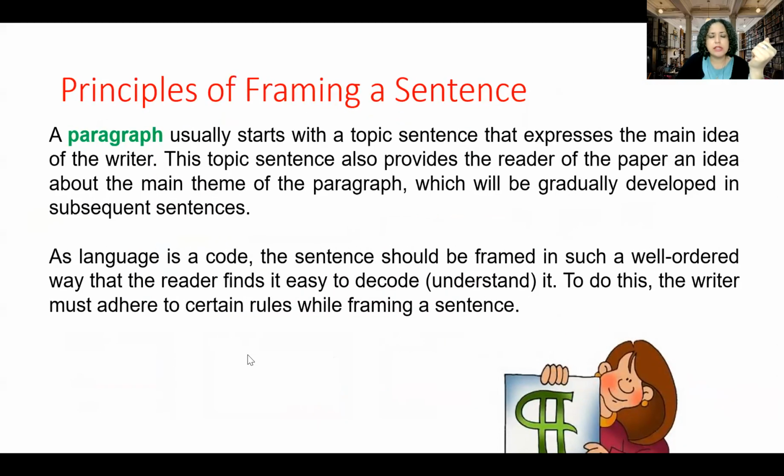So, principles of framing a sentence. Now we're talking. We're starting to see what we should be doing. A paragraph usually starts with a topic sentence. Remember when we saw the juicy hamburger? The bun on top, the bread on top, the closing bread. The bread on top said topic sentence.